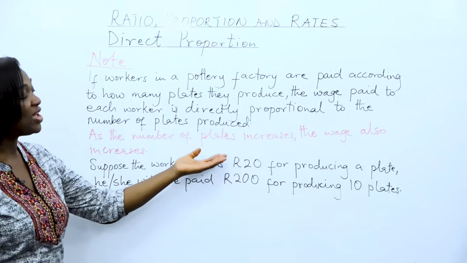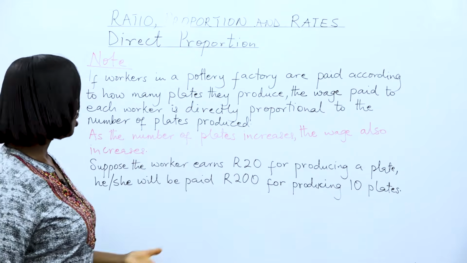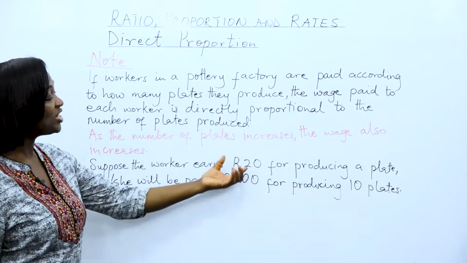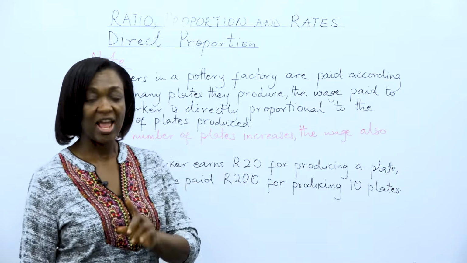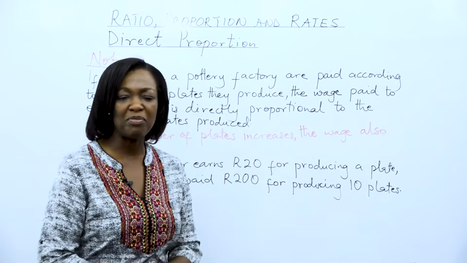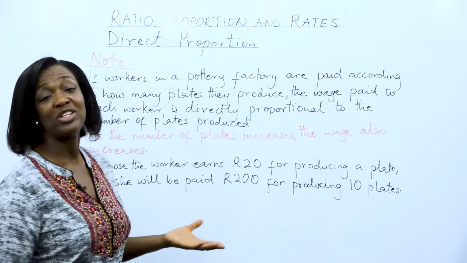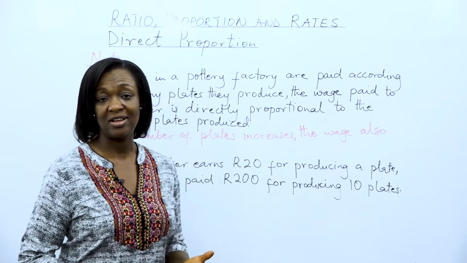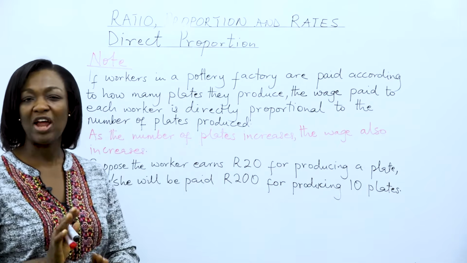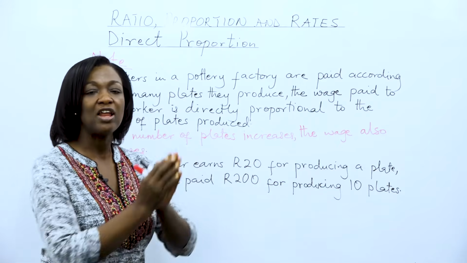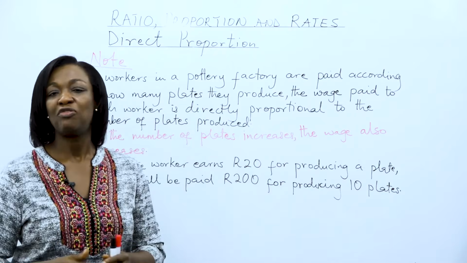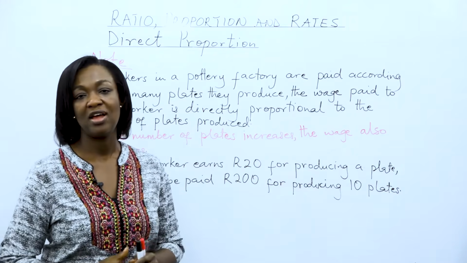So as the number of plates increases, the wage also increases. So suppose the worker earns 20 rand for producing a plate. How much will he or she earn for producing 10 plates? You simply multiply 20 rand by 10, and that gives you 200 rand. So that's an example of direct proportion. You find the value of 1, and then you multiply subsequently to find the value of any other number.